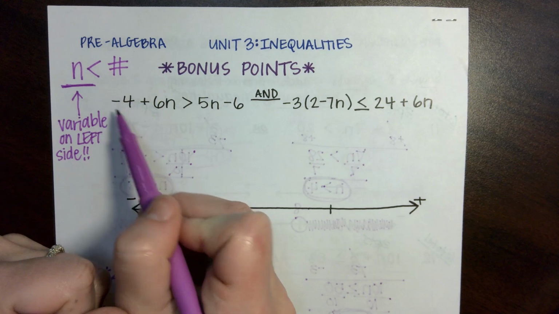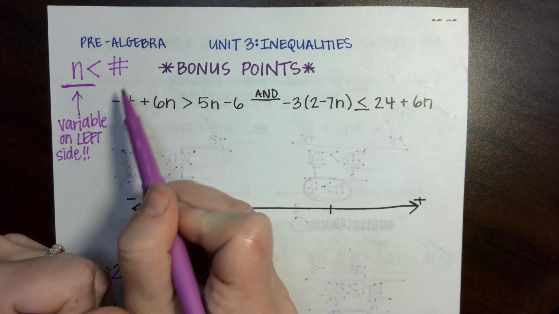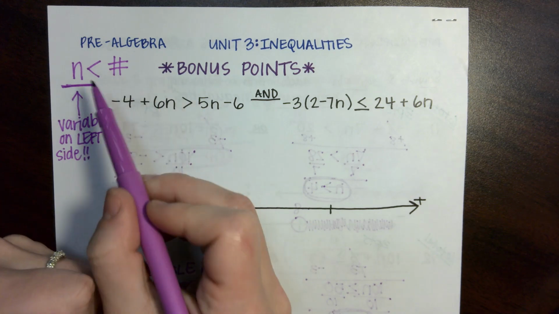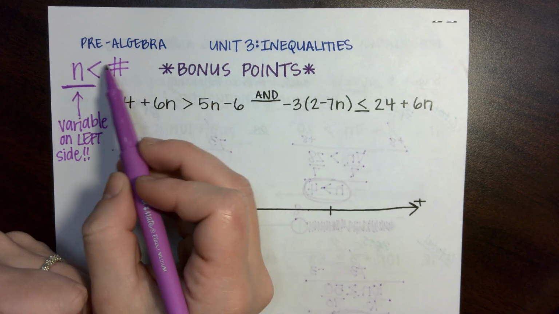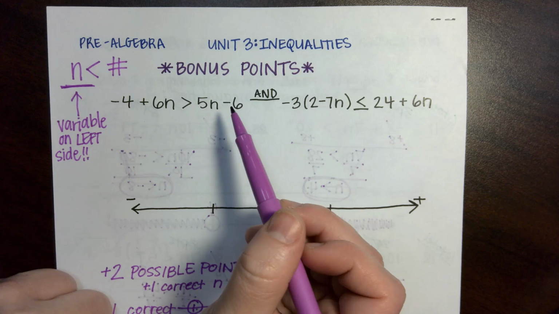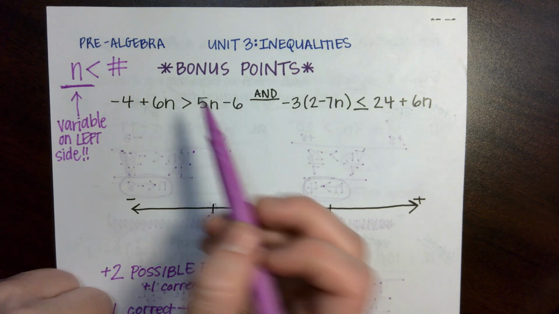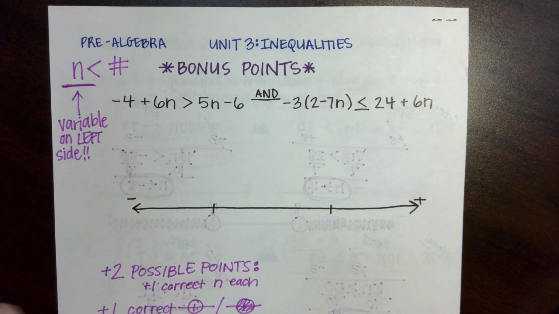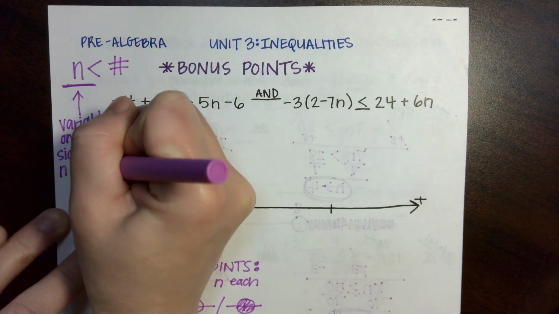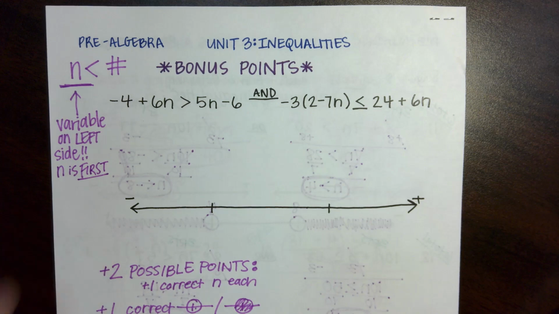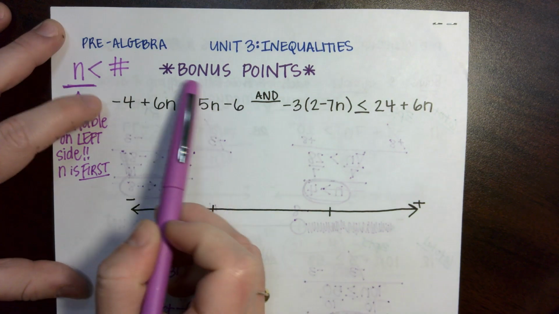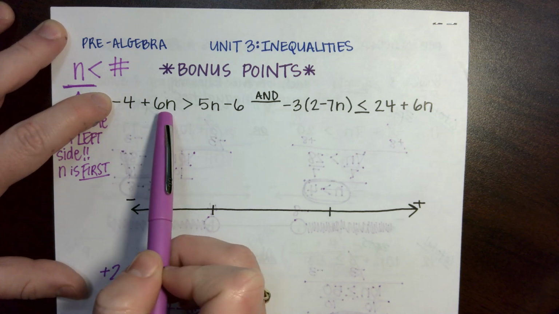We want our n's to be on the first side of the inequality so that our answer reads n is greater than a number, or n is less than a number. We don't want a number is less than or greater than n. N needs to come first. All right, n is first. Okay, so just to make sure that we've got that, what should we do first here for negative 4 plus 6n is greater than 5n minus 6?